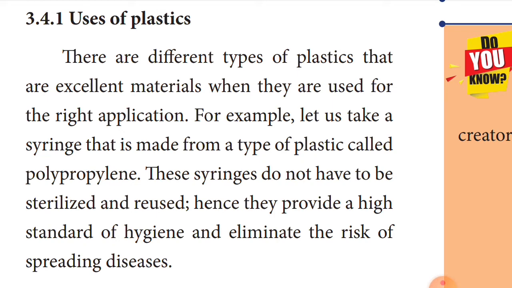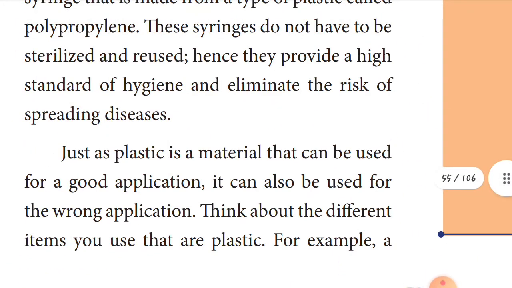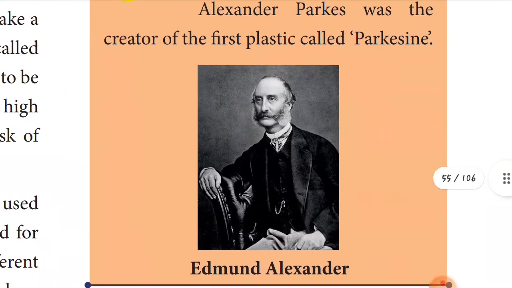For example, we are using these syringes made up of a type of plastic called what? Polypropylene. Okay, these syringes do not have to be sterilized and reused again. They provide a high standard of hygiene and eliminate the risk of spreading disease. Just think, children. So plastic is a material that can be used for good applications, children. Think about the different items that are made of plastics, children.